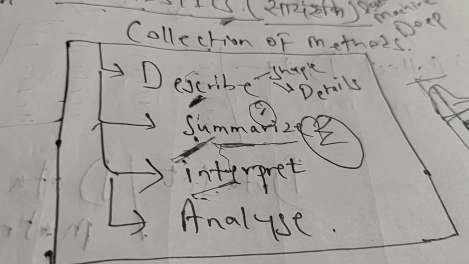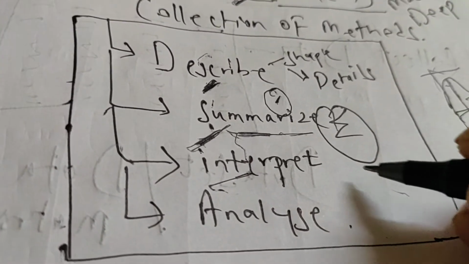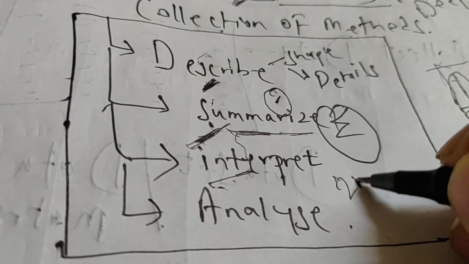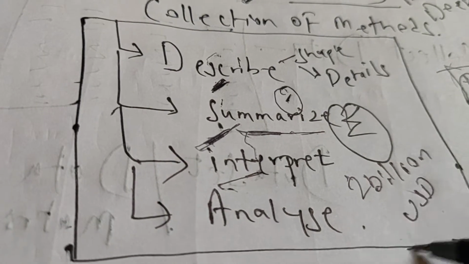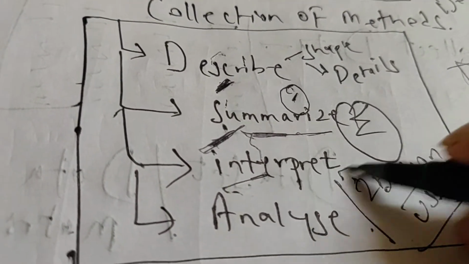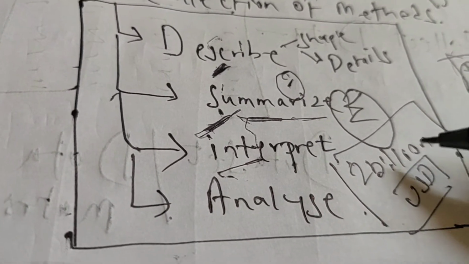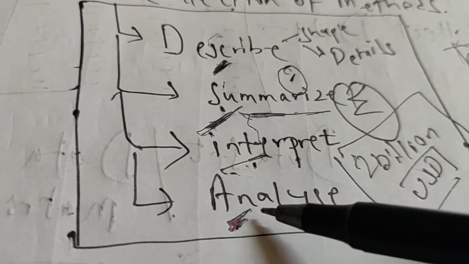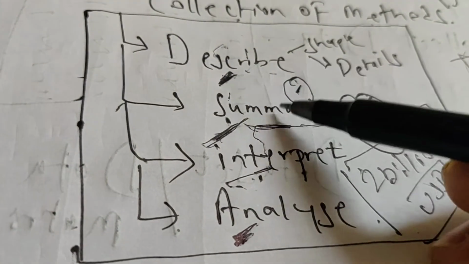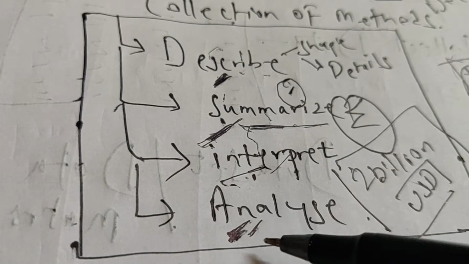So statistics helps you to interpret this. If I tell you the quarter growth of Jio was 2 billion USD, then you can interpret that the company is in very good shape. 2 billion is a great figure. I'm just telling you a figure. And the fourth aspect is analyze. Once I describe something, summarize something, and interpret something, it's very easy to analyze something.